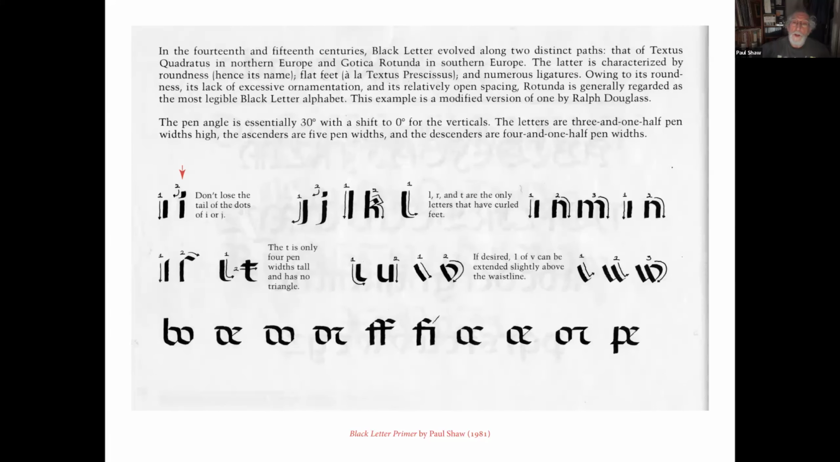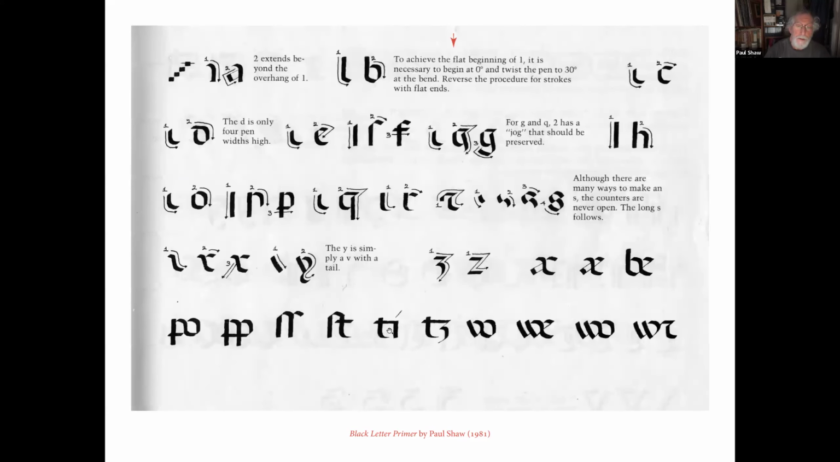And here are pages where I was trying to explain how to make it. And some of what I wrote, I think, is wrong now. Maybe it's correct for Spanish, but not necessarily. I think the letters are a bit wobbly. Here's where I talk about the flat beginning of L and other letters. And I say you should start at 0 and twist the pen. This is before Arthur Baker publicly began talking about twisting the pen.